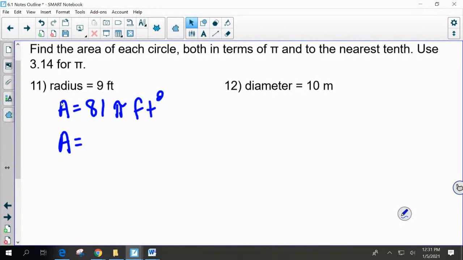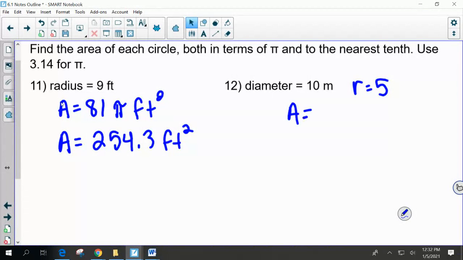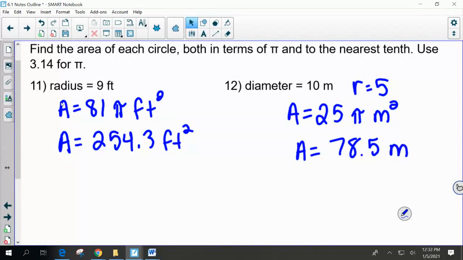And then you take 81 times 3.14 and you should get 254.3 feet squared. Okay, for number 12, starting off, you have to make it into a radius. So our radius would be 5. So the area would be 25 pi m squared. And then to the nearest tenth would be 78.5 m squared.